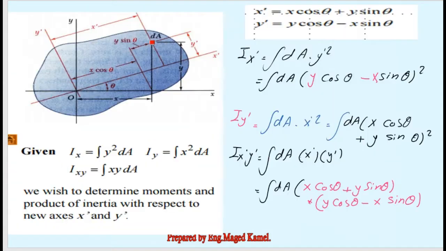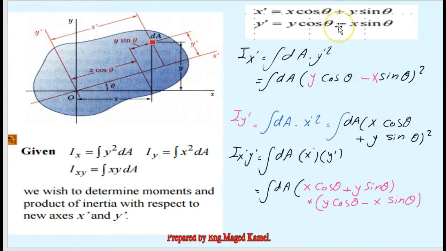Then we proceed to calculate the moment of inertia about X dash and Y dash. At the same time, we want to get an expression for Ix dash y dash. As we know, Ix dash will be the integration of dA multiplied by Y dash squared. This is the dA, and we want to take moment of inertia about X dash. While for the moment of inertia around Y dash, it will be equal to the integration of dA multiplied by X dash squared, while the product of inertia Ix dash y dash is equal to the integration of dA multiplied by X dash Y dash.